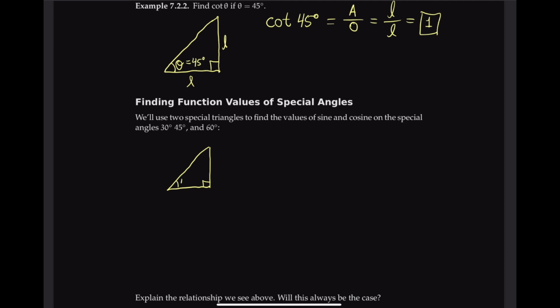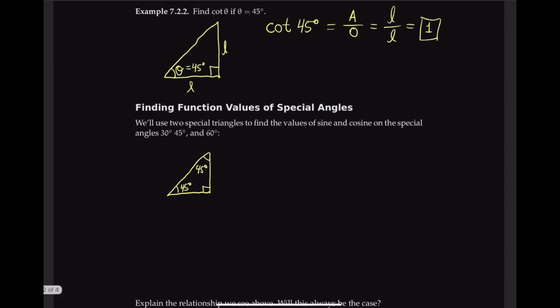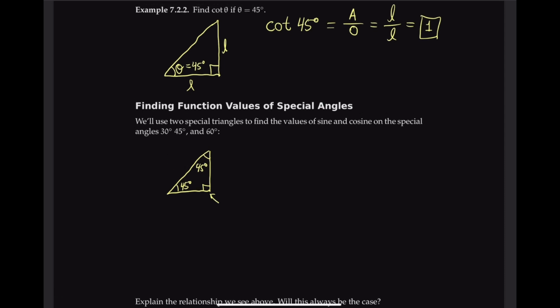So we have 45 degrees here, 45 degrees here, and 90 degrees for our other angle here. Okay, so now what we're going to do is just label the two sides that we know are the same, just like we did last time, right? And if we use the Pythagorean theorem, then we can find that the third side, that hypotenuse, has to be the square root of 2 times that length.